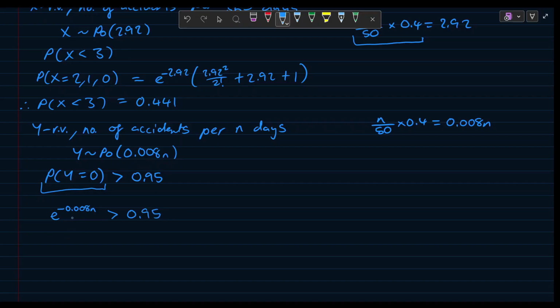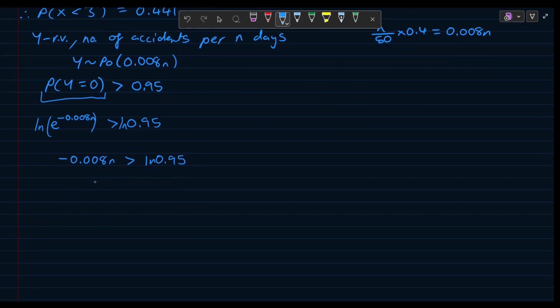And so if we want to solve for n here, we're going to have to apply the natural logarithm on both sides. Ln, so we get negative 0.008 n is greater than ln 0.95. Alright, so here we're going to divide both sides by negative 0.008, and remember, if you've got an inequality and you divide by a negative number, the sign changes direction. So this becomes ln 0.95 divided by negative 0.008.